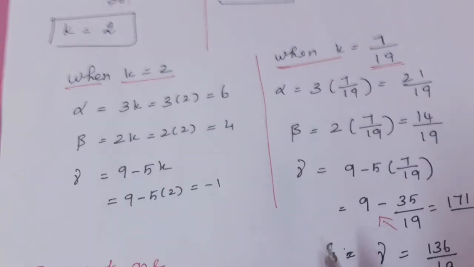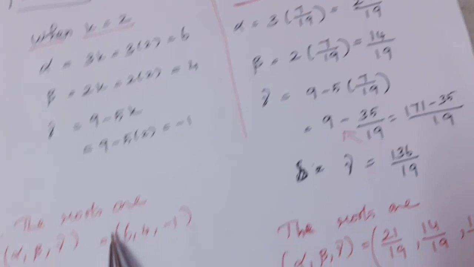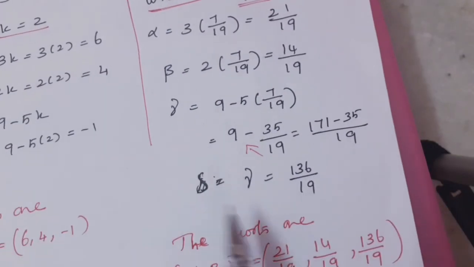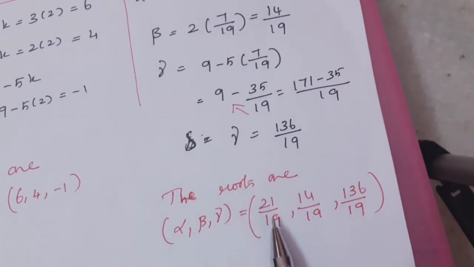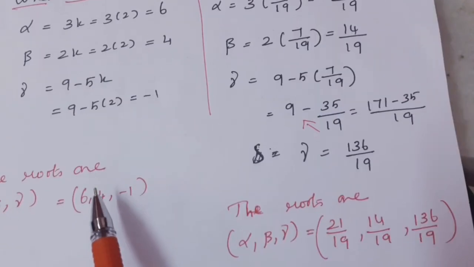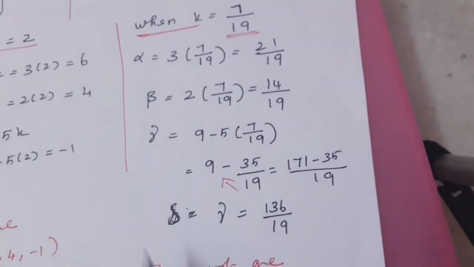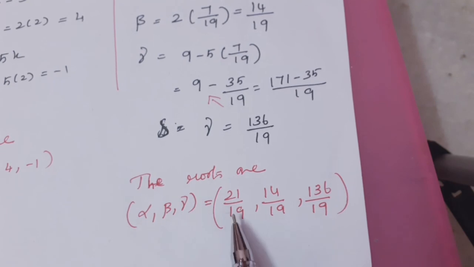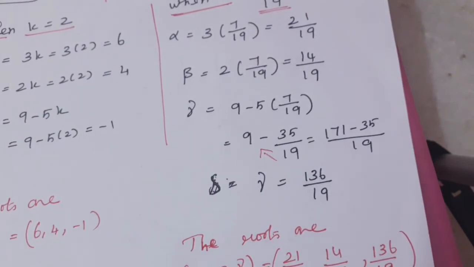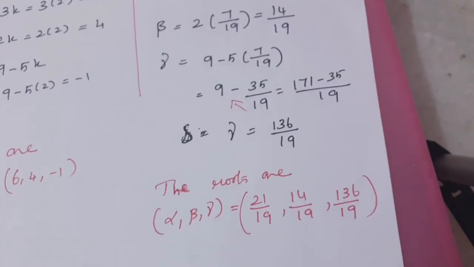You write the two sets of values. If k equal to 2, the roots alpha, beta, gamma are 6, 4, minus 1. If k equal to 7 by 19, the roots are 21 by 19, 14 by 19, 136 by 19. Clearly write the two sets of roots for both values of k. We write the two roots, either 6, 4, minus 1, or 21 by 19, 14 by 19, 136 by 19.